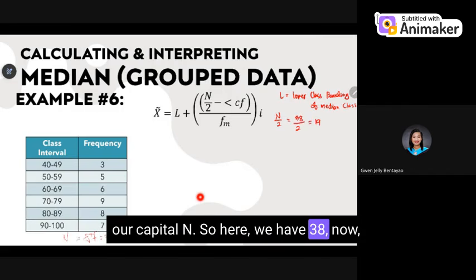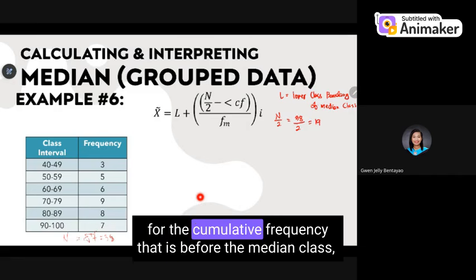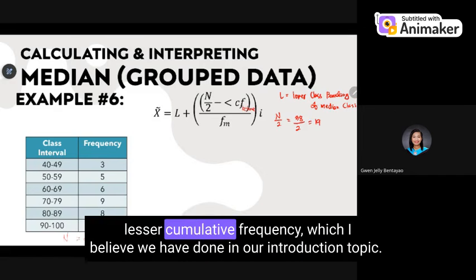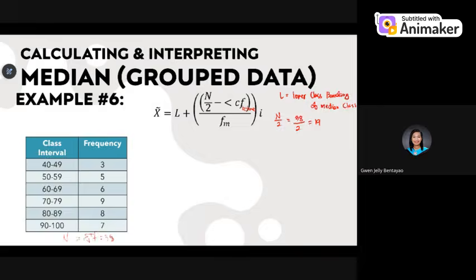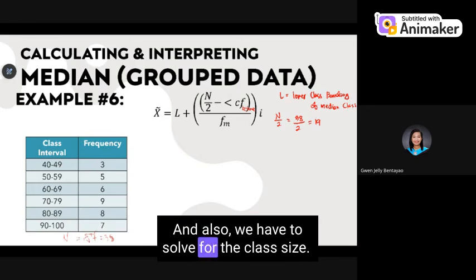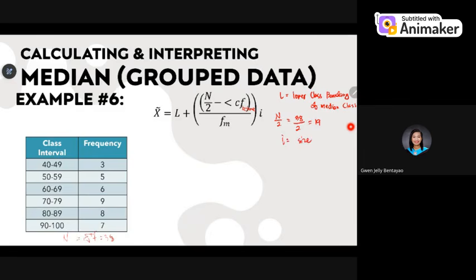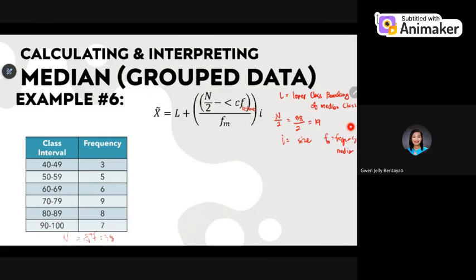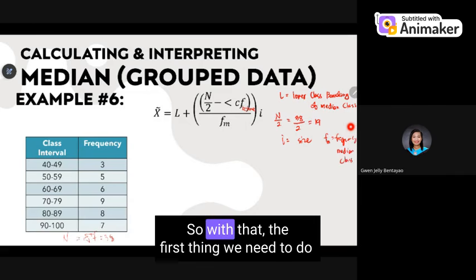That gives us 19. Now, for the cumulative frequency that is before the median class, we have to make the lesser cumulative frequency of this distribution, which I believe we have done in our introduction topic. And also, we have to solve for the class size. This is now our frequency of our median class.